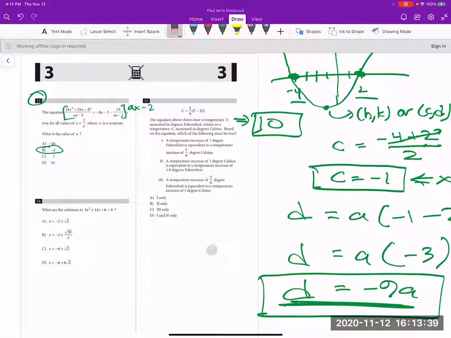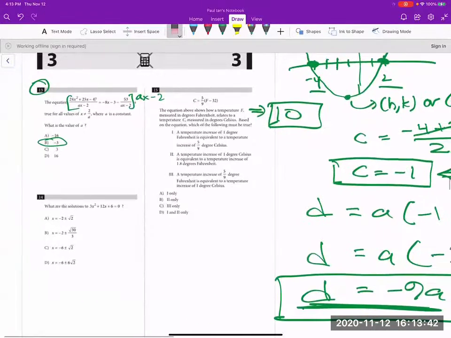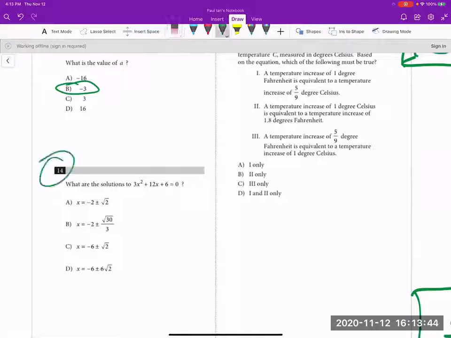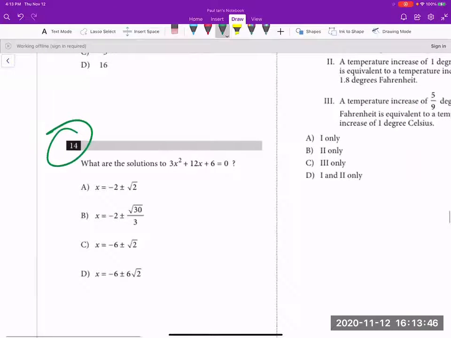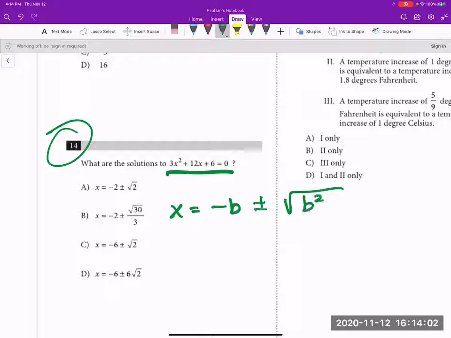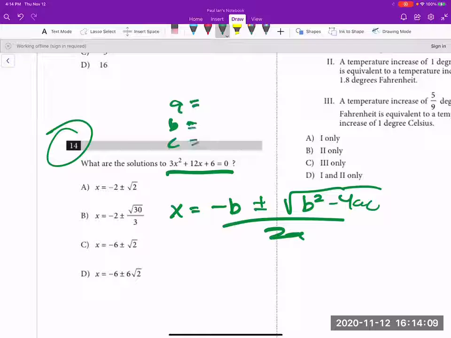All right, so let's do number 14. What are the solutions to this? So this is a polynomial, right? A quadratic equation, or a quadratic. So you could use the quadratic formula. Like I said, they like to do those, so I would just remember what it is. It's like negative b plus or minus the square root of b squared minus 4ac, over 2a, right? And your a, b, and c here are 3, 12, and 6.